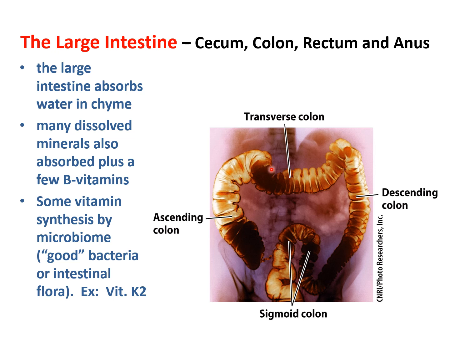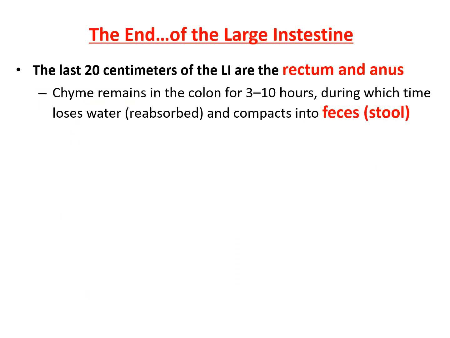Again, here's ascending, transverse, descending, and then sigmoid. Now, below the sigmoid colon, you have the cecum, you have the rectum, and the anus. So the rectum is kind of a storage chamber. It's also a bit of a sensory organ. That organ can actually sense if it's gas or if it's solid material, etc. So at the very end, you have a storage and desiccating area called the rectum, and then the removal area known as the anus.